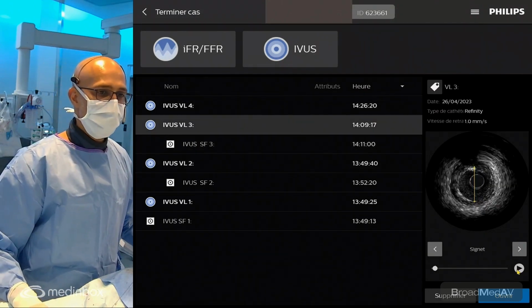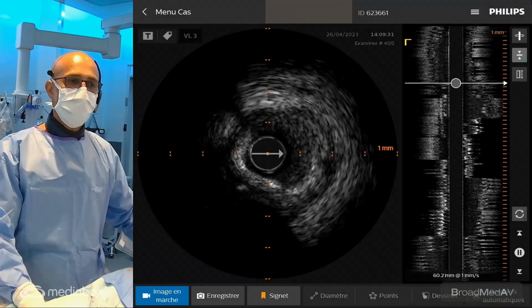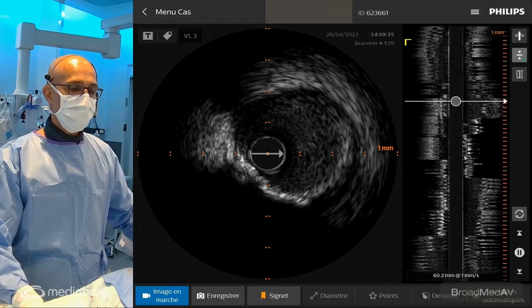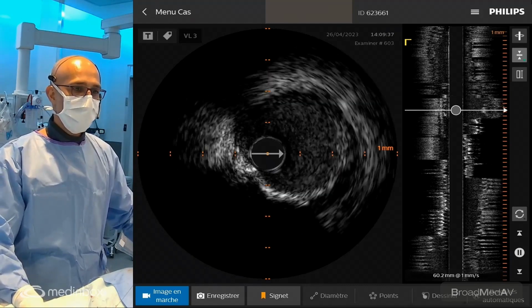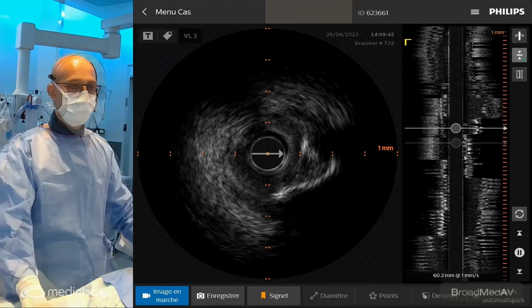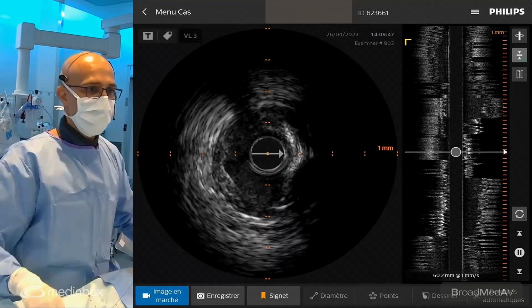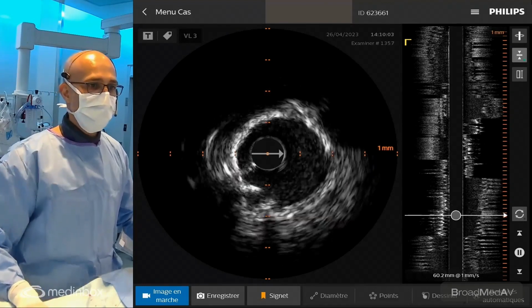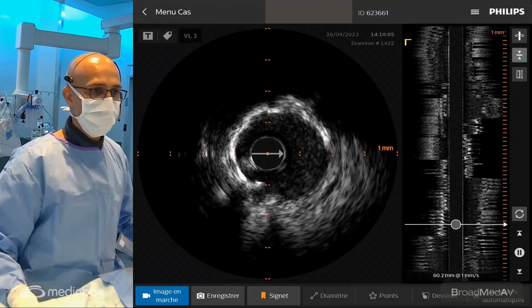So let's see the second IVUS run. You'll see the more we get to the mid segment, then we'll start seeing the fracture in the calcium. And it's very impressive if you compare both IVUS images, and it shows you that you really need to tailor your therapy according to what you find on imaging. So as you can see, the fractures now, you can see them clearly at 12 o'clock and 6 o'clock. And as we get to the ostium, you'll see that thick calcium with 2 segments of fracture.